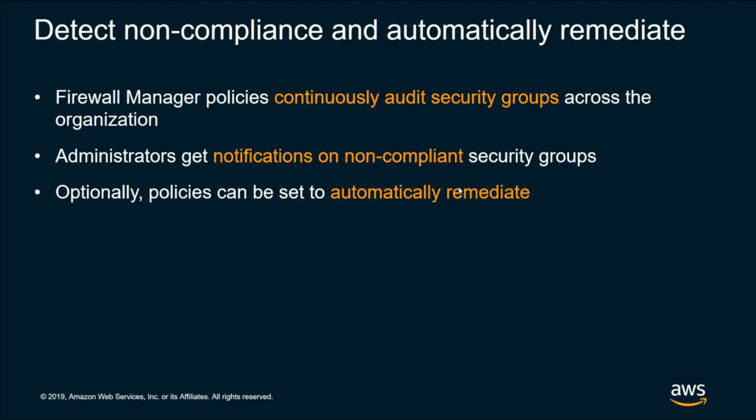So one of our recommendations is that when you configure an audit policy, you first create that policy in a manual remediation mode. Check what sort of non-compliance Firewall Manager detects, and what are the accounts and resources where non-compliance is detected, and manually remediate those once you know for sure that you want to remove those rules. Because if you blindly remove rules, it could have an adverse effect on your applications.